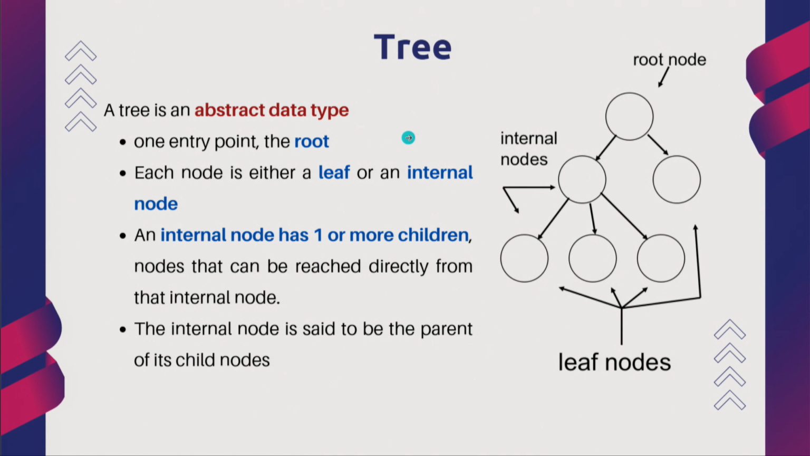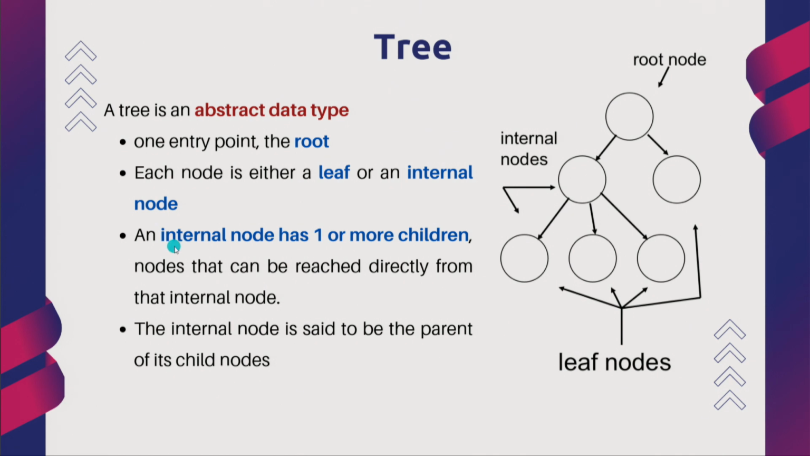Here we see one more definition for a tree. A tree is an abstract data type. In that sense, there is a set of operations that are permissible on a tree, and we will be learning them later. There will be only one entry point to a tree, which we call the root, and any node other than the root can be either a leaf node or an internal node.